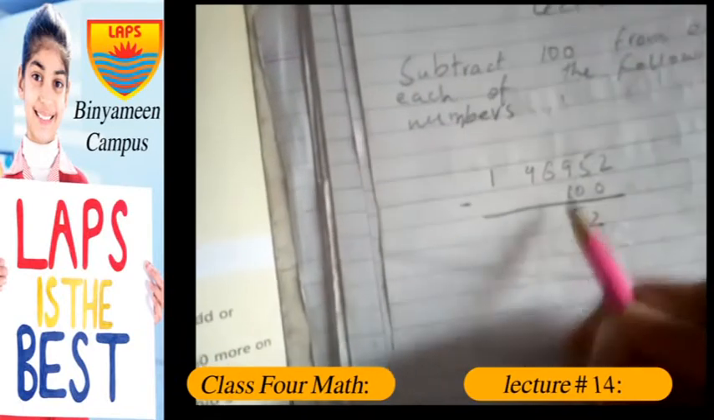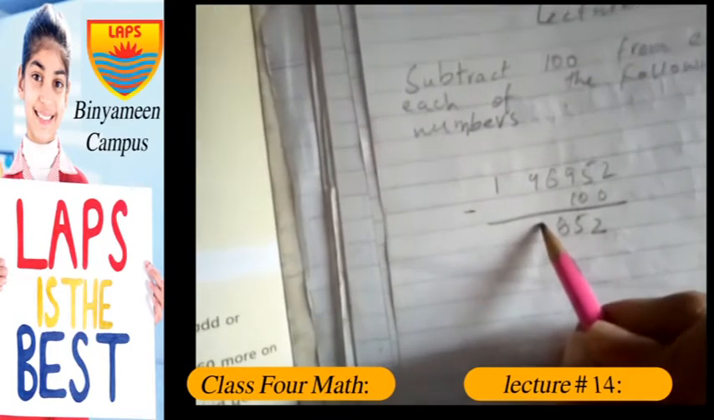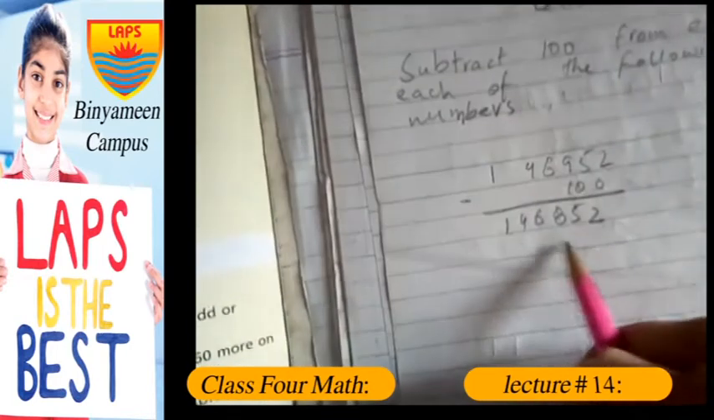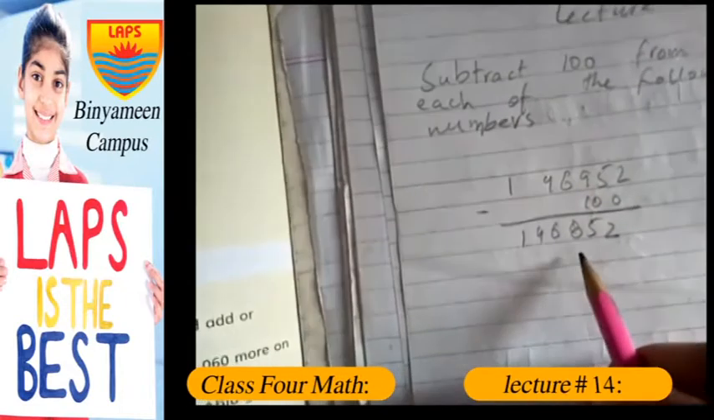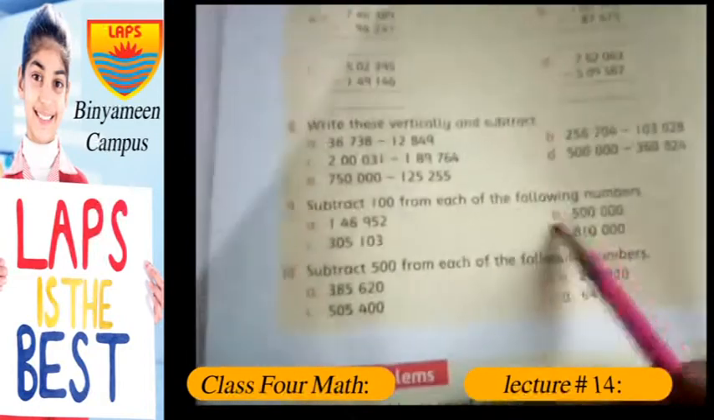So for 100 here, if we subtract 100, 2 will be placed here, 5 here, and if we minus 1 from 9, we get 8, and the 6 will be written as it is, and 4 and 1, and the resultant value that we get is 1,46,852. The rest of the problems will be solved just like that.